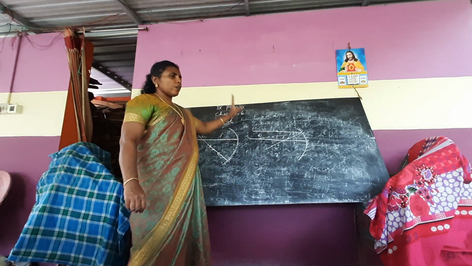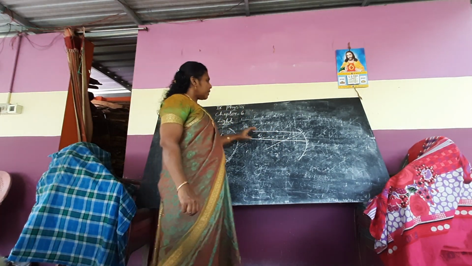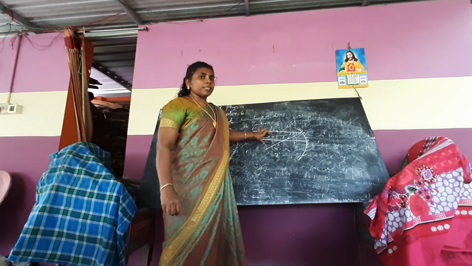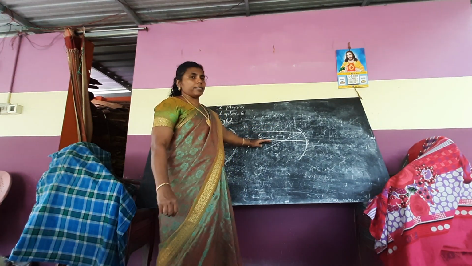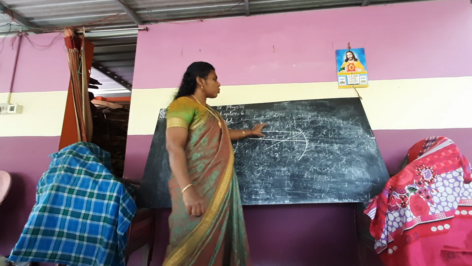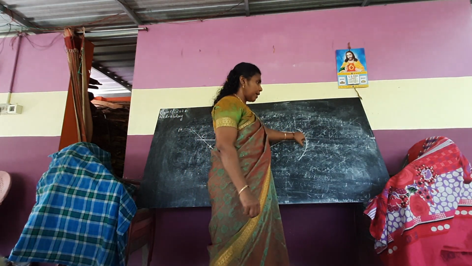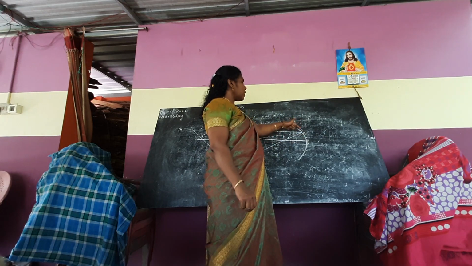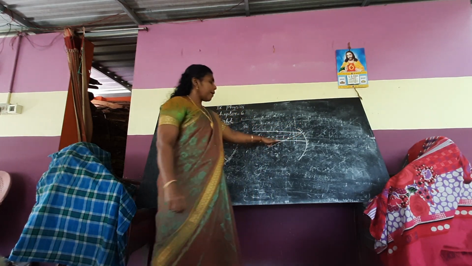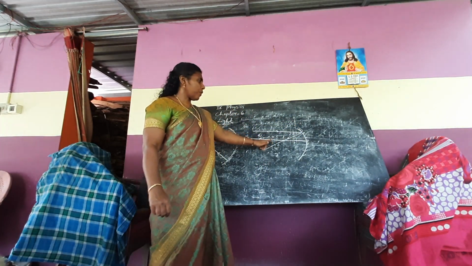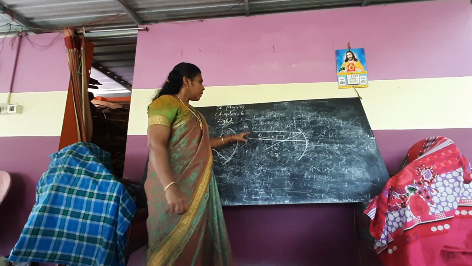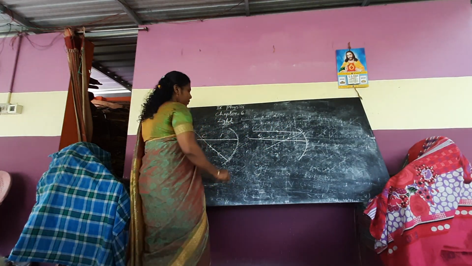Now this is the second rule. When an incident ray parallel to the principal axis falls on a concave mirror, after reflection it will pass through the principal focus of the concave mirror. This is the second rule.